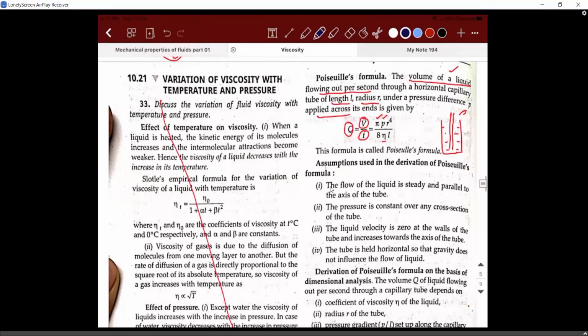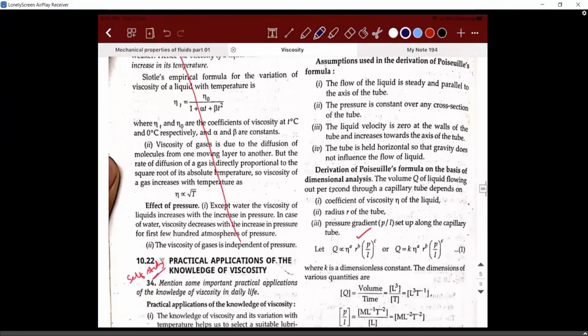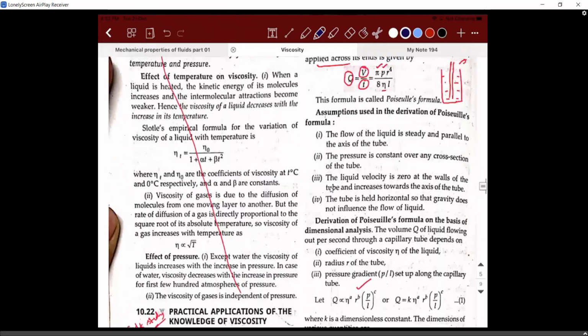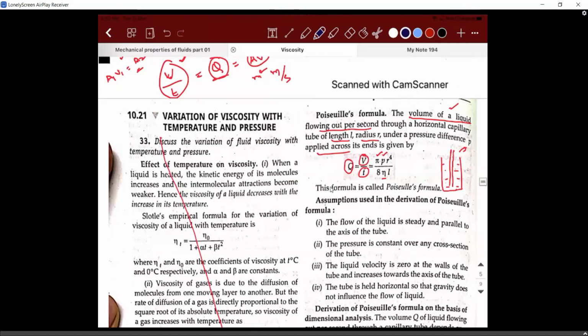So variation of viscosity with temperature and pressure, you don't need it. I've typed it off. Practical applications, I think I can give as self-study. I'll be sharing this document also. Did I share the other one, by the way? No, this one. You asked me for the other one. I didn't share it. Please remind me after the question.